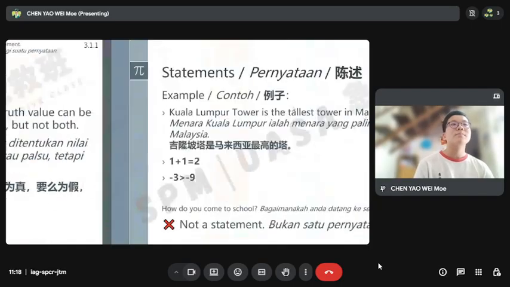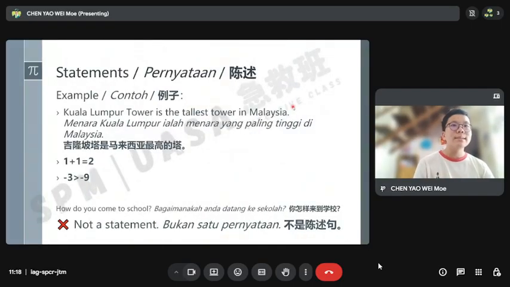For example, KL Tower is the tallest tower in Malaysia. This is a statement, whether it's true or false. Mathematics can also be a statement. 1 plus 1 equals 2 is a statement. -3 larger than -9 is a statement. But m plus 2 equals 3 is not a statement, because I cannot determine the true value. I do not know whether this statement is correct or not. So that is not a statement.